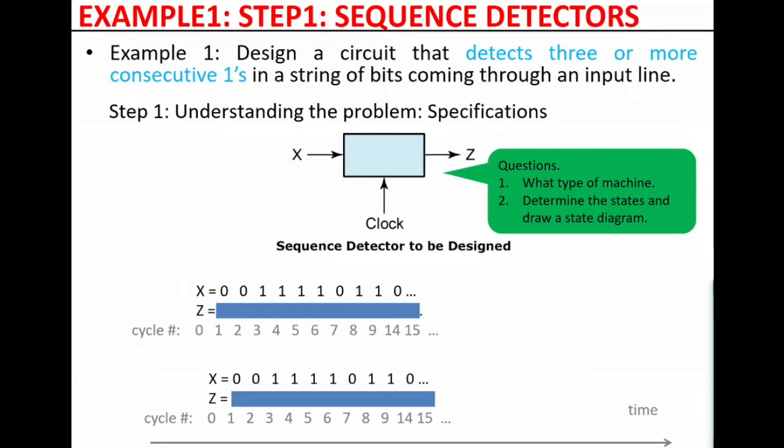So I'm giving you 3 minutes. Can you write this and tell me when Z will be 1? You are understanding the problem. The sequence is coming in. This bit comes in, next that, next that, next. When will Z be 1?